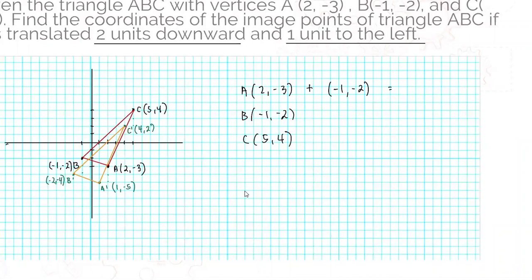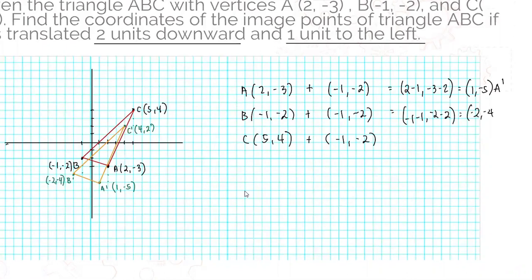So, we have, I'll just write this one to all the points. Okay? Performing yung given operation natin. So, we have 2 minus 1 and negative 3, negative 2. Sorry. So, we have 1, negative 5. Ito yung new position natin na A prime. Next is we have negative 1, tsaka negative 2, and negative 2. So, we have negative 2 and negative 4. So, we have yung B prime natin. Last, we have 5 minus 1 and 4 minus 2. So, we have 4 and 2. So, yung C prime natin.